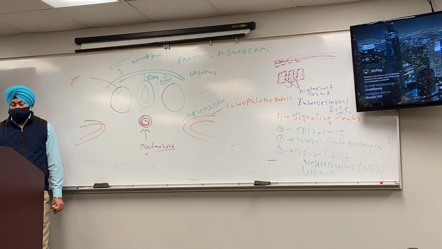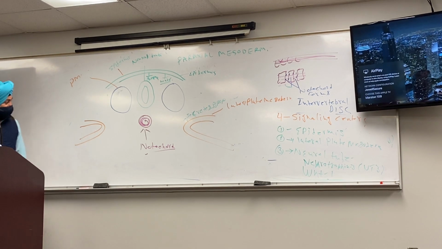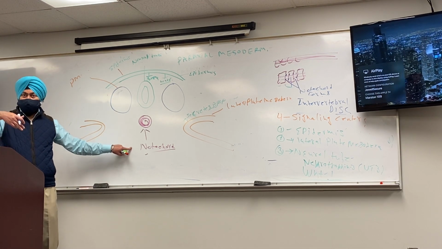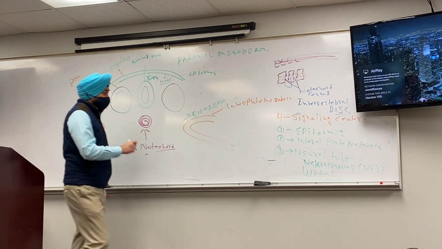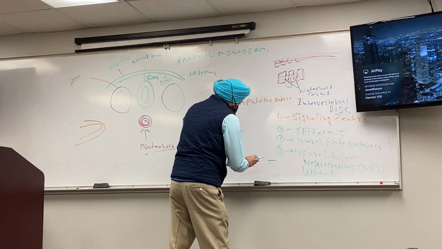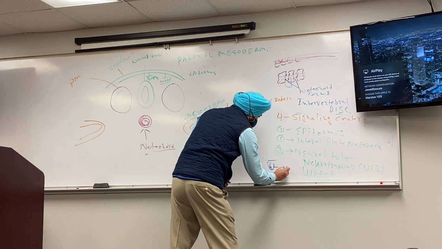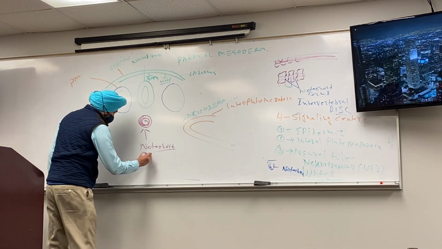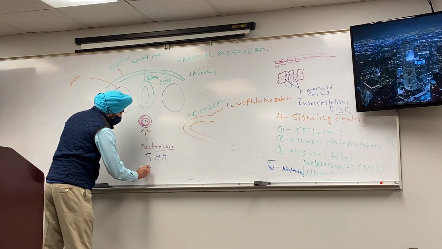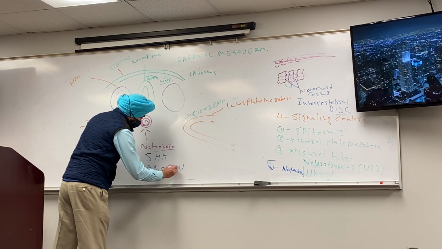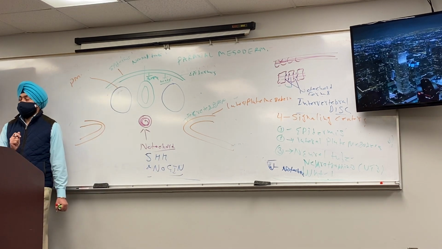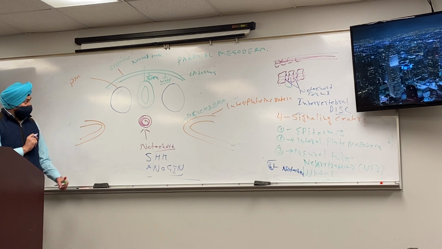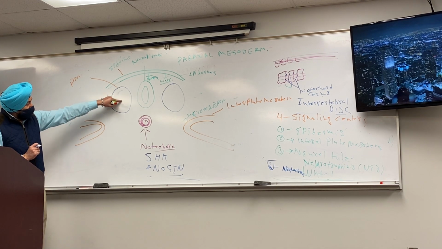Okay. Now, what is happening there? Notochord is also a signaling center. So that's the fourth signaling center. Number 4 is notochord. And notochord is secreting sonic hedgehog and noggin. Making sense so far?